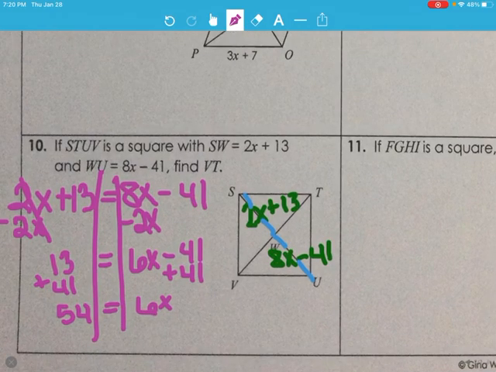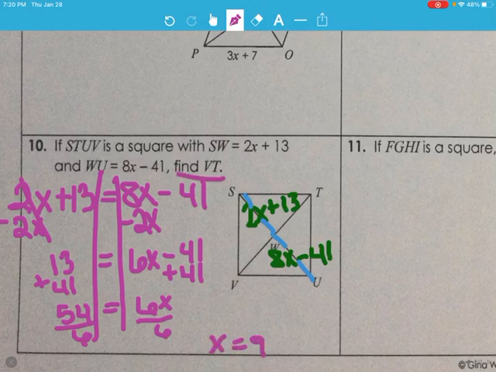Last step is always to divide with what number is in front of x. In this case, it looks like we have a 6. So divide by 6, divided by 6, x equals 9. But it says find VT. Notice VT is the whole thing. So what we do, we plug into one of the halves and just multiply by 2. So I'll use the 2x plus 13.